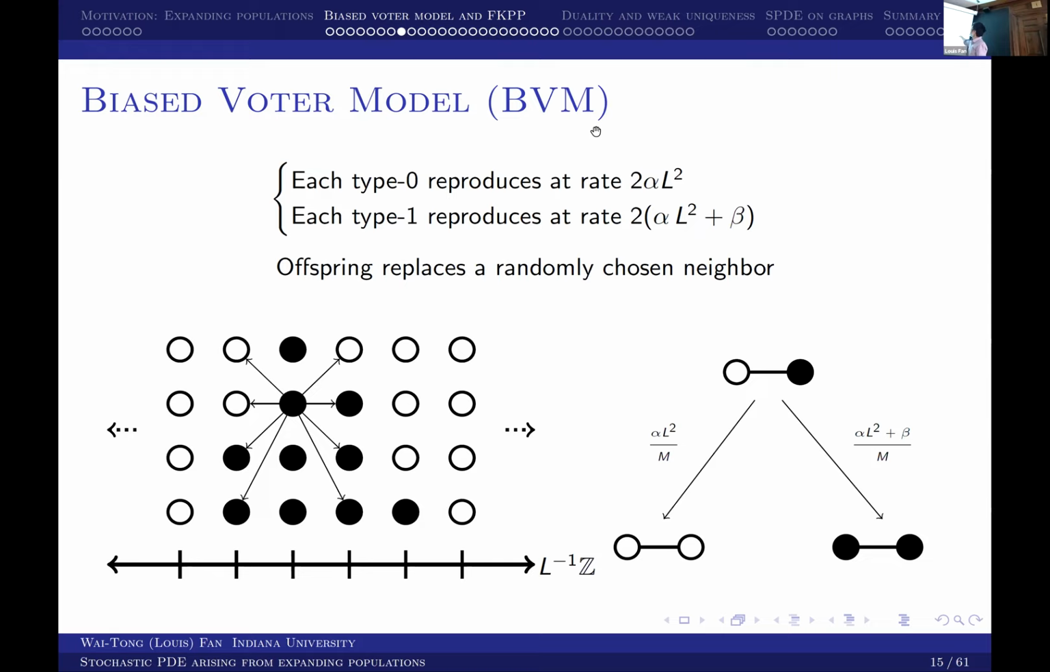And each type one, the solid dot, will reproduce at a slightly higher rate. That's where the bias kicks in, with rate 2αL² plus β. And then the newly produced individual will replace one of the nearest neighbors chosen at random. Is the dynamic clear? So that's the rate. Let me show you a crude simulation of this biased voter model.